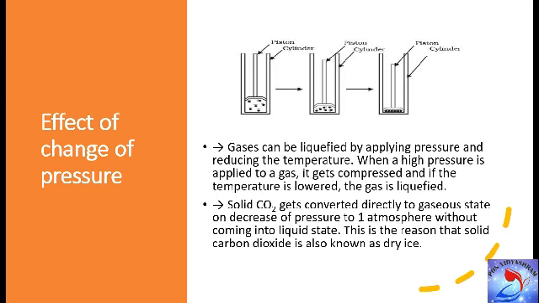When a high pressure is applied to a gas, it gets compressed, and if the temperature is lowered, the gas is liquefied. We'll see one example, that is solid CO2. It gets converted directly to a gaseous state on decrease of pressure to 1 atmosphere without coming into the liquid state. This is the reason that solid carbon dioxide is also known as dry ice.